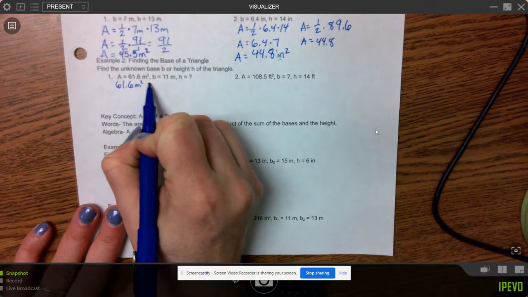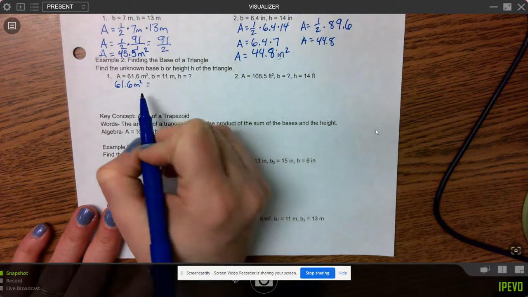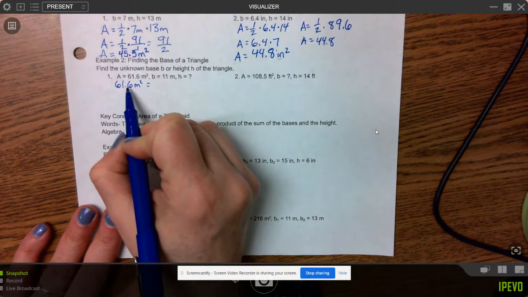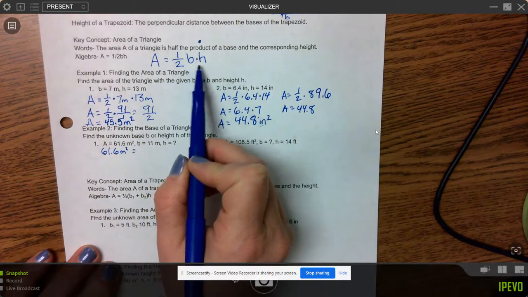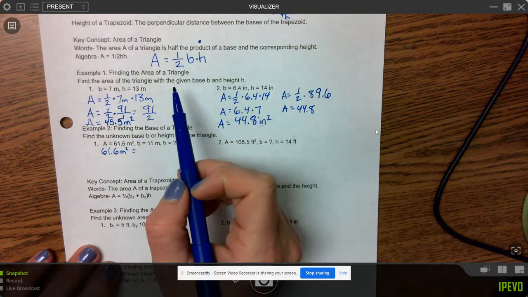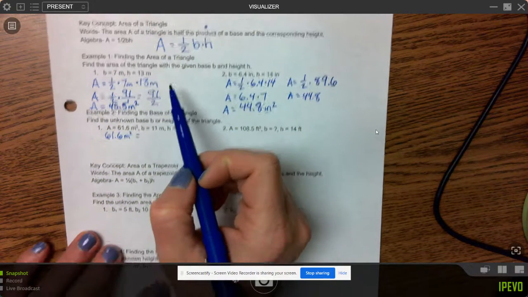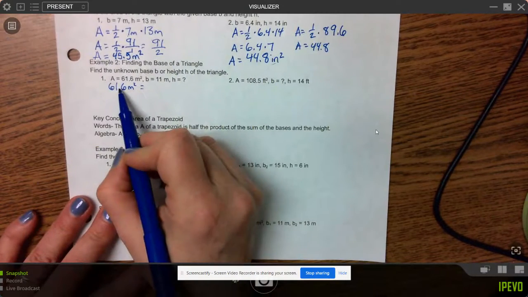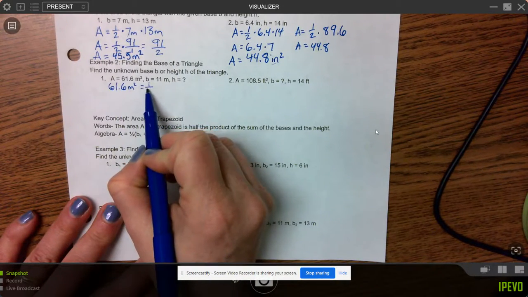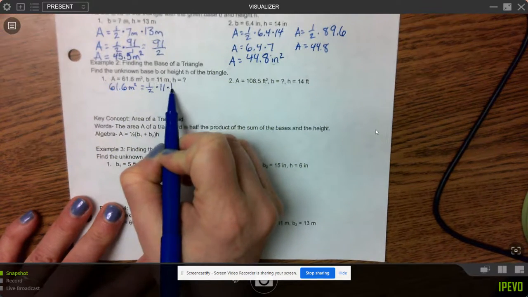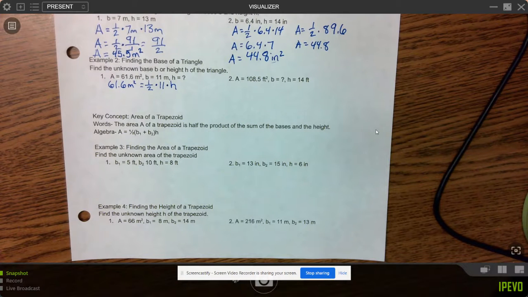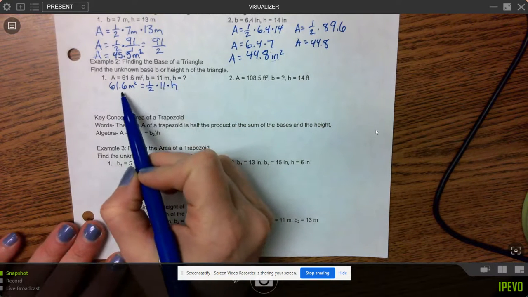So let's write our full equation out first. So we have 61.6 meters squared. That's our area. And remember, area equals half of base times height. So we're going to fill in the information that we know into each section that we know. So I know my area, and then I know it's 1/2 times my base, which is 11, times the height. So now Brielle's correct. Instead of doing all the multiplying, we want to do some dividing. So we're going to divide by 11.